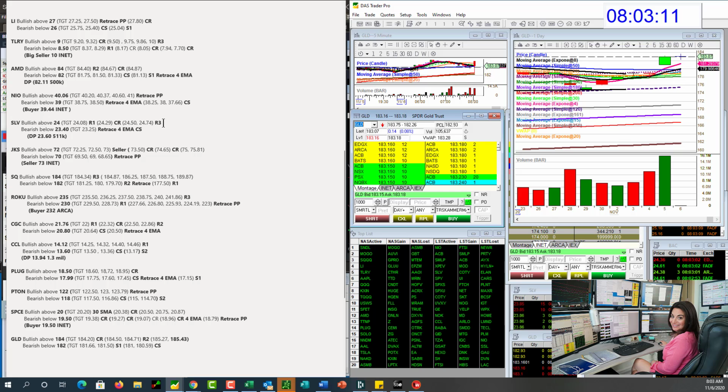So, level one is silver. Plug, I would say, is a level one. CCL is a level one. More advanced stocks like Roku would be level three. JKS would be level three. NIO, I'd say, is a level two. AMD is level two. Oh, Tilray is a level one. So pick stocks that fit your criteria.